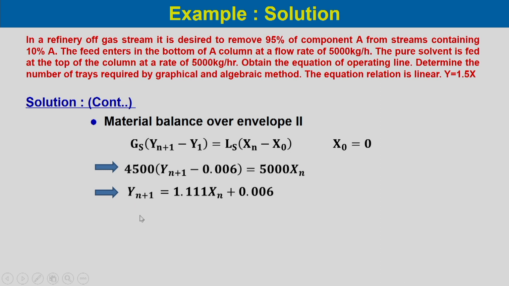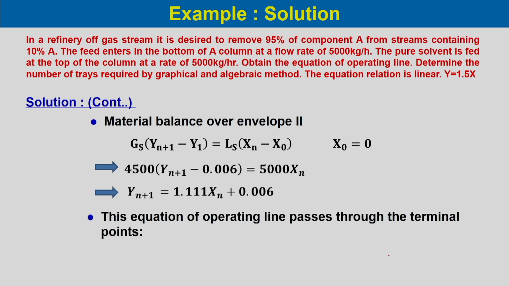So, it will be y n plus 1 equal to 1.111 x n plus 0.006. This is the equation of the operating line, which passes through the terminal points. So, the top is 0 and 0.006, this is the point at the top, and the bottom is at 0.0945 and 0.111. These are the terminal points at the bottom and at the top.